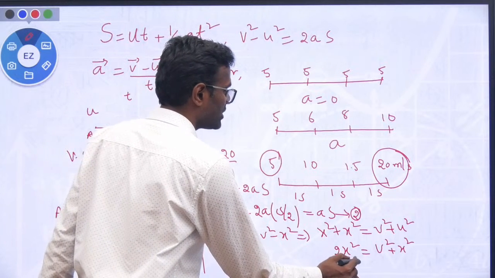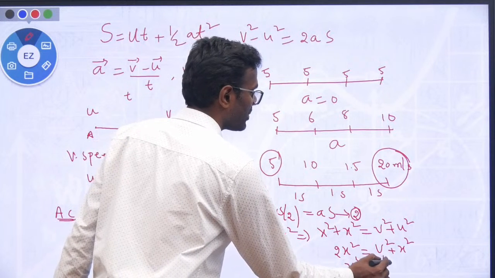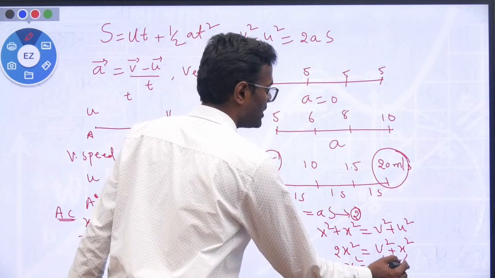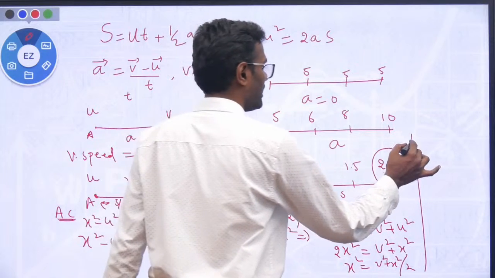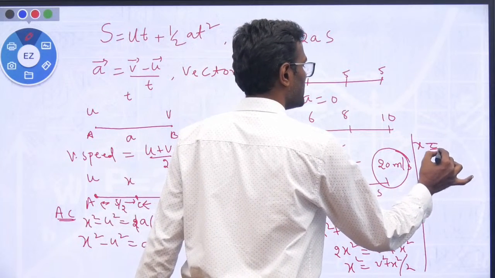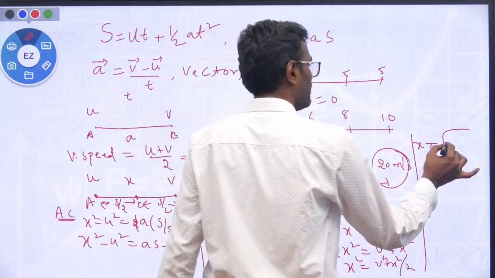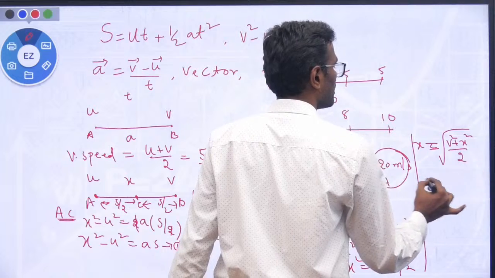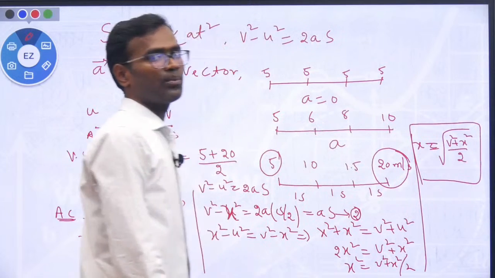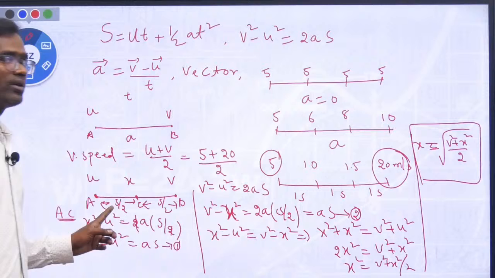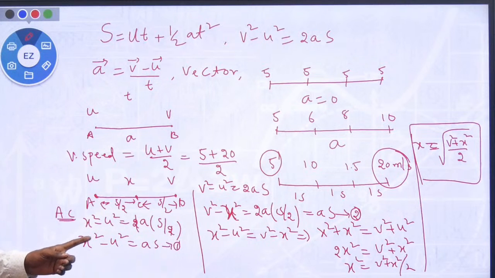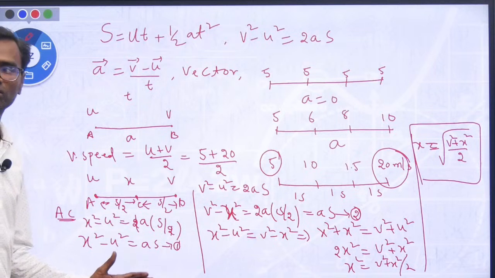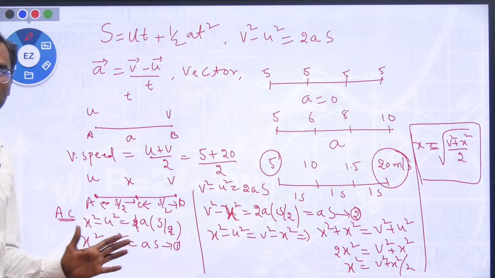Therefore x square is equals to what? V square plus u square by 2. So finally what we should write: x is equals to root over v square plus u square by 2. Okay? So this is the velocity at midpoint when the particle is moving with the uniform acceleration. So children, if you want to note down, I will give 1 minute time for you.